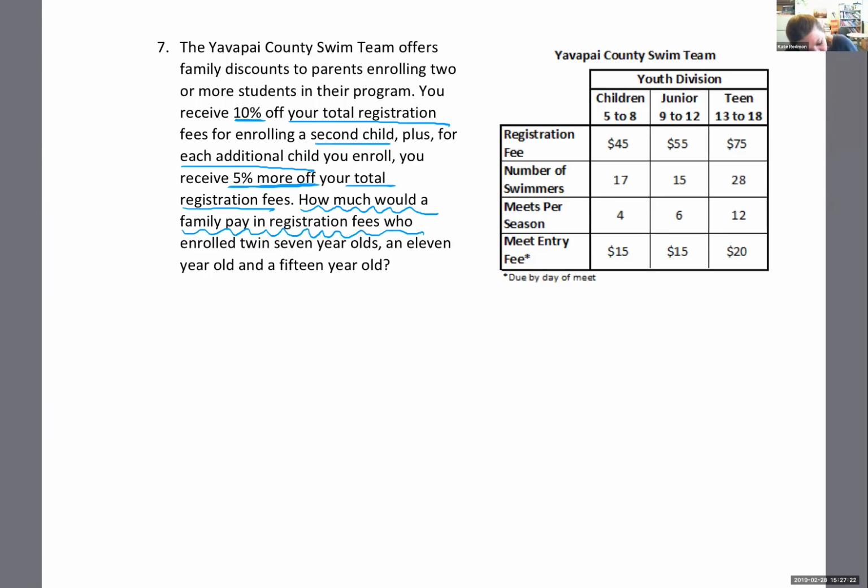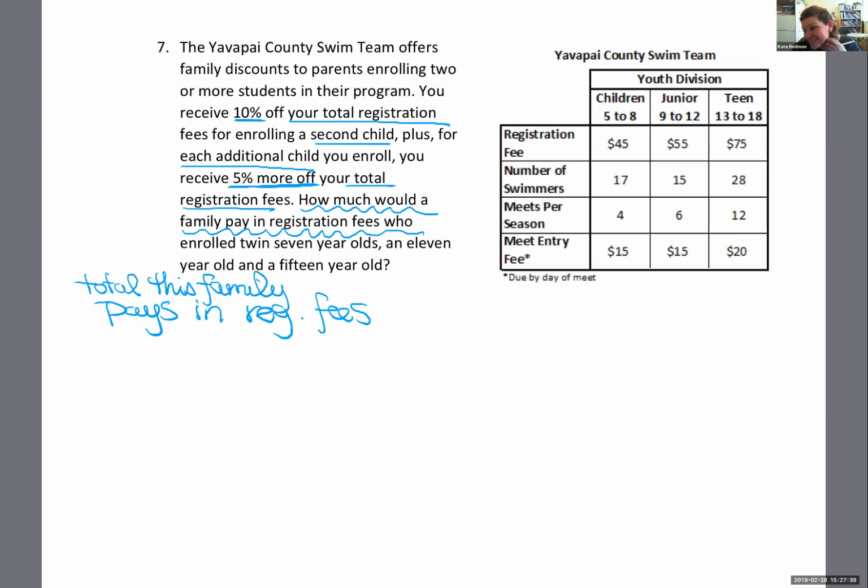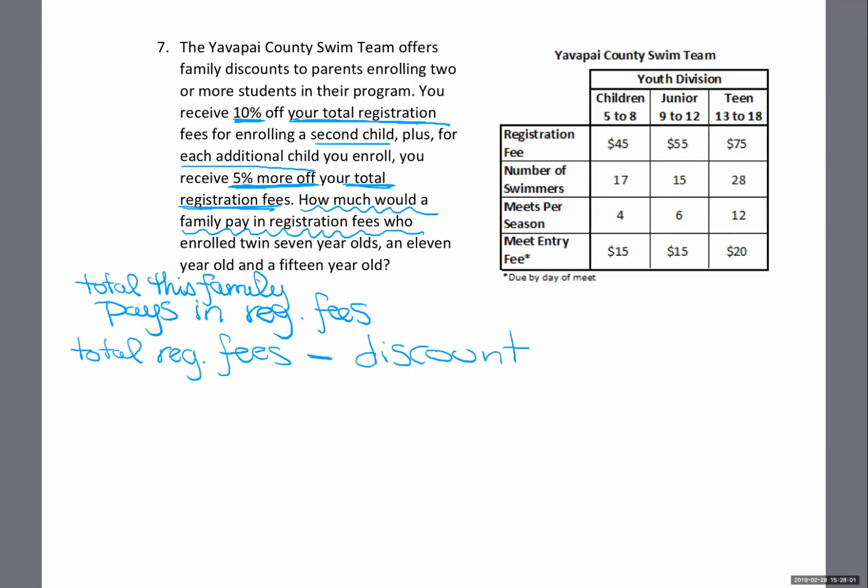So we're trying to figure out the total that this family pays in registration fees. Does that make sense? Yes. Okay. So first, notice what these percent things tell us. They say that this is 10% off your total registration and 5% off your total registration. So it looks like our first step needs to be to find our total registration fees. Okay. Then when we're done with that, then we can take off the discount.